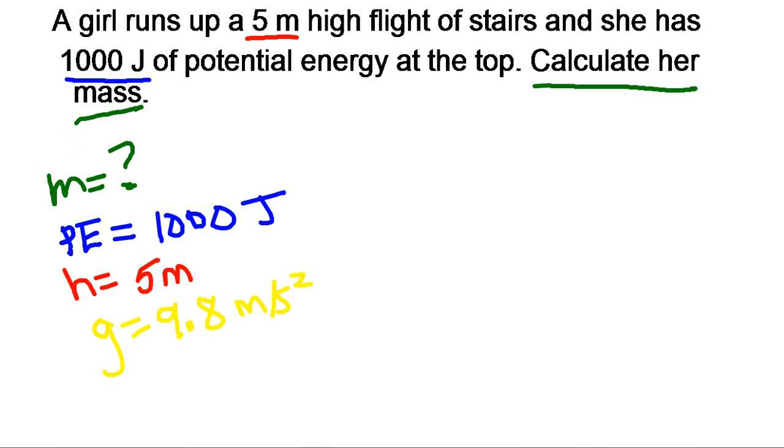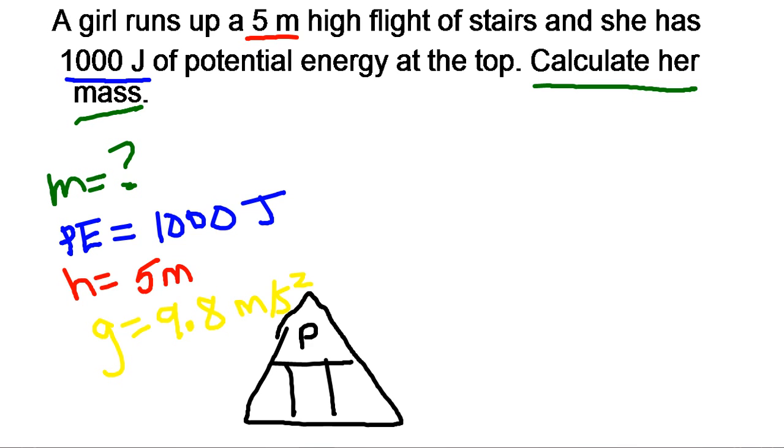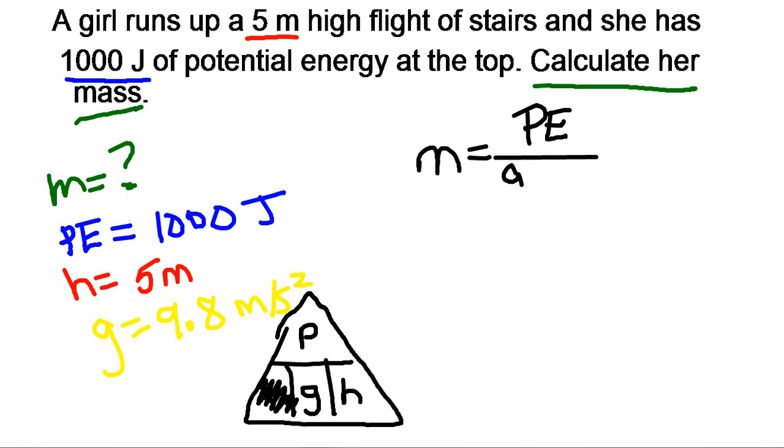Next, it says to write the equation. Again, we have one of those situations where I need to draw my triangle because I have something other than potential energy I'm solving for. I'm going to cover up my mass, which I'm solving for, and I see that mass equals the potential energy divided by G times H.